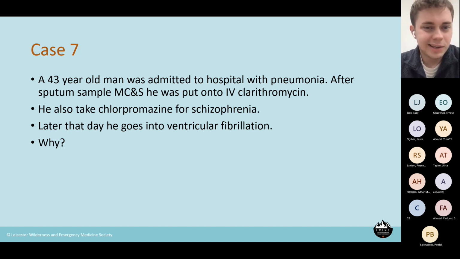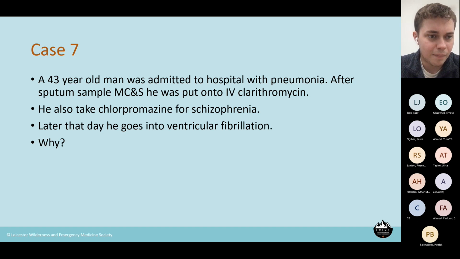So almost there now. This is our next case. We've got a 43-year-old man who's admitted to hospital with pneumonia. After a sputum sample was sent off for microscopy and culture, he was put onto IV clarithromycin. He also takes chlorpromazine for schizophrenia. But later that day, he suddenly goes into ventricular fibrillation. Why do we think that's happened in this case?